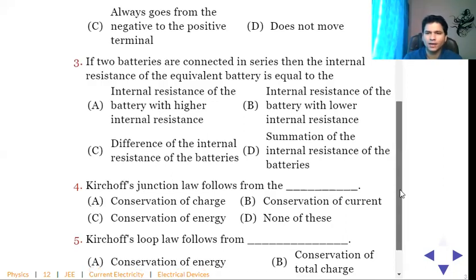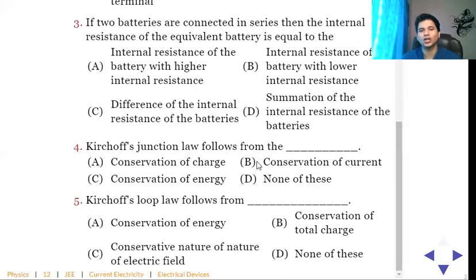Okay, next. Fourth, Kirchhoff's junction law follows from which: conservation of charge, conservation of current, conservation of energy, none of these. Tell me. What's the basic principle behind KCL? Okay, so most of you are saying B. We will see. Now, fifth one.